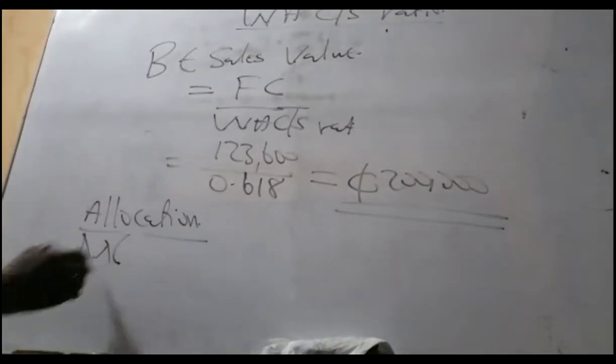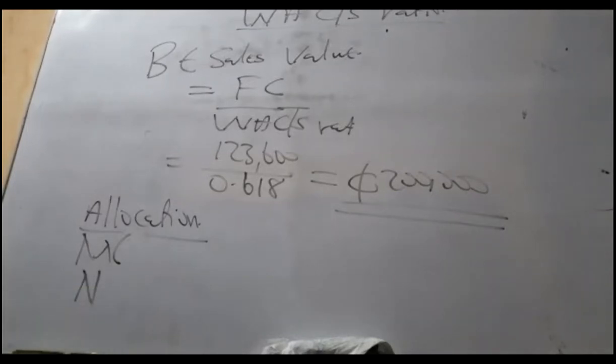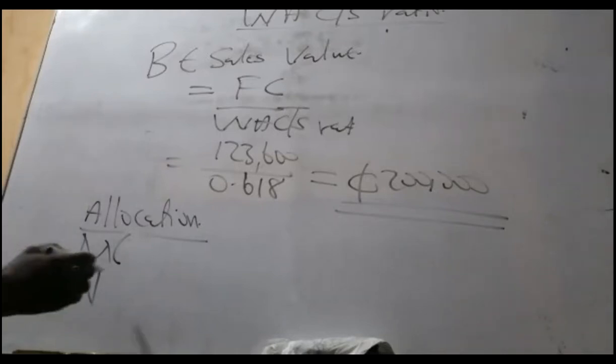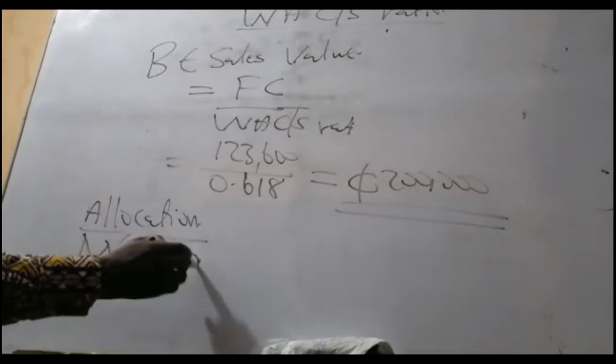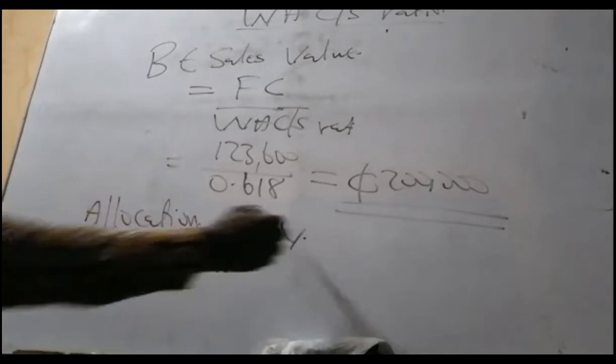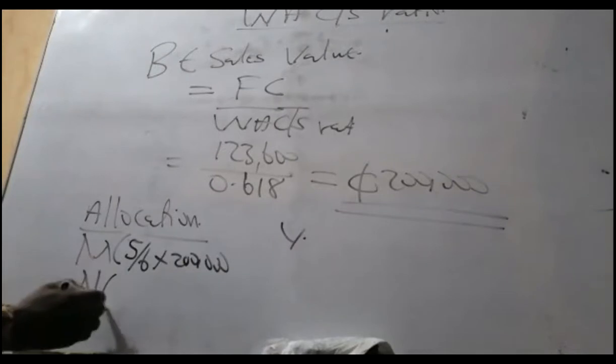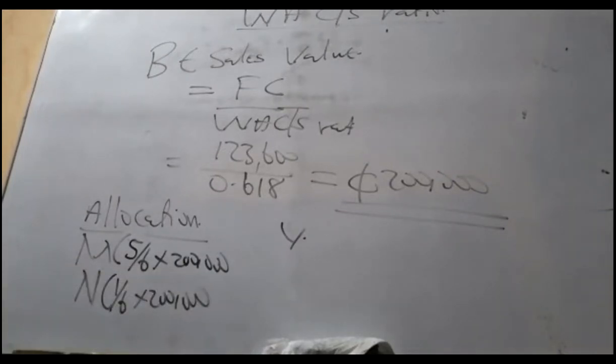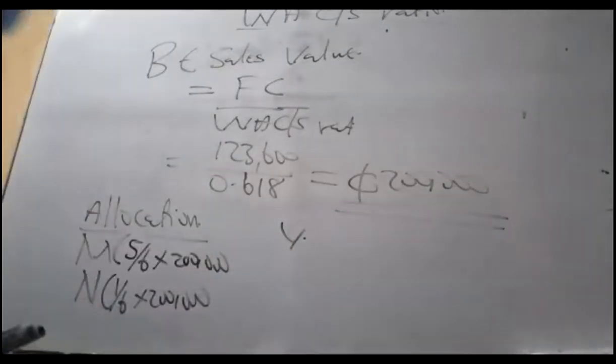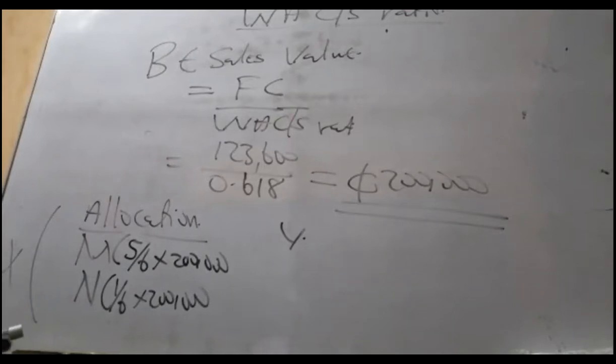So M will be 5 out of 6 times 200,000. Then we have 1 out of 6 times 200,000. Now we are saying that when they ask you to find the individual sales, don't do this. What you are doing, don't do it. I'm just proving to you why you should not do it, using the 200,000.